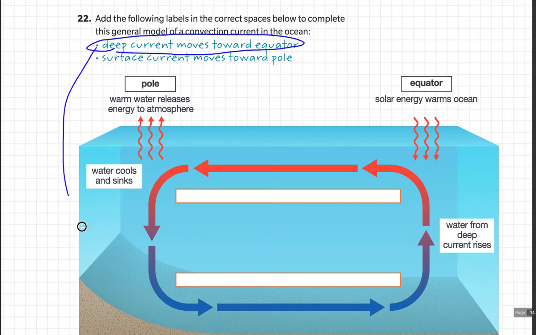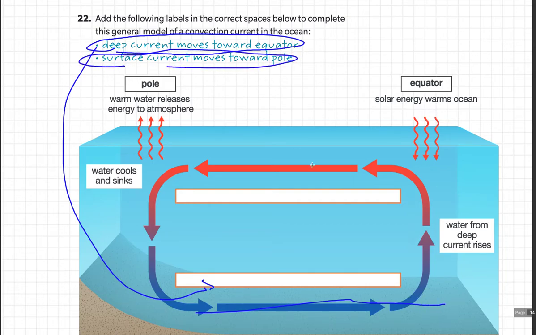That would be the bottom one, right? Because we have deep ocean currents and they're going towards the equator. And then surface currents move towards the pole. That would be up here, because here we have surface currents and they're going from the equator to the pole.